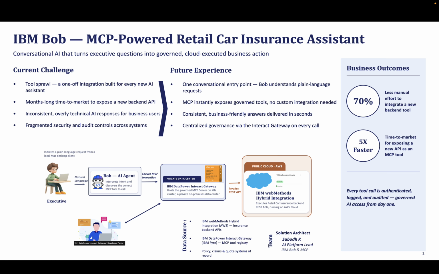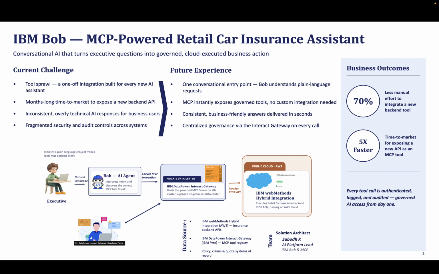The business value of this asset is that it helps organizations accelerate AI adoption while maintaining enterprise governance. It can reduce the effort required to onboard new backend services by up to 70% and enable new APIs to be exposed as MCP tools up to 5 times faster.